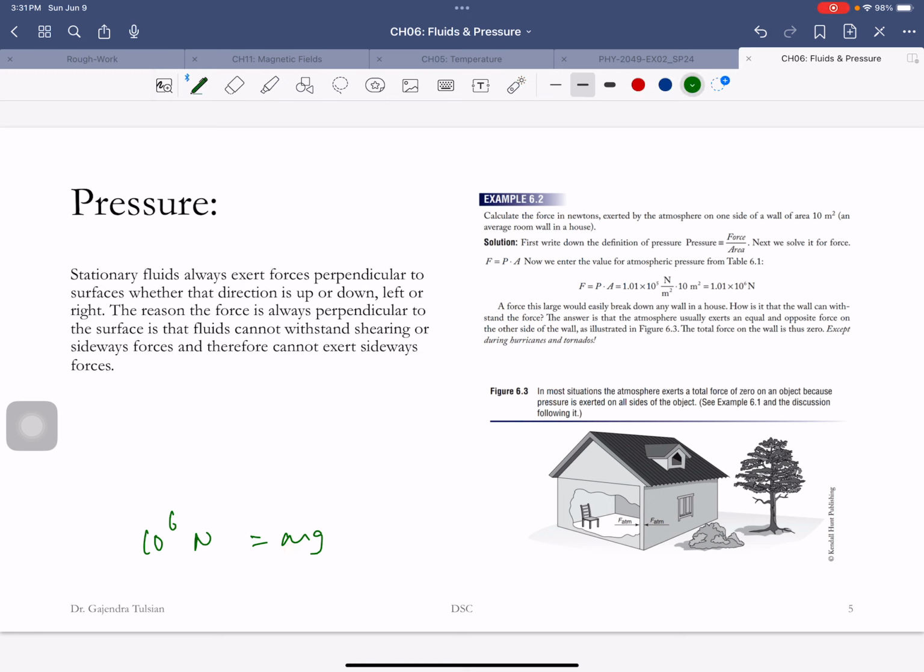If you divide that force by g, which is 10, the mass works out to 100,000 kg, and that's the mass of 10 buses. So the atmosphere is exerting a force equal to the weight of 10 school buses. The reason this wall doesn't collapse is that there's an equal and opposite force on the other side. So this illustrates how large atmospheric pressure is.